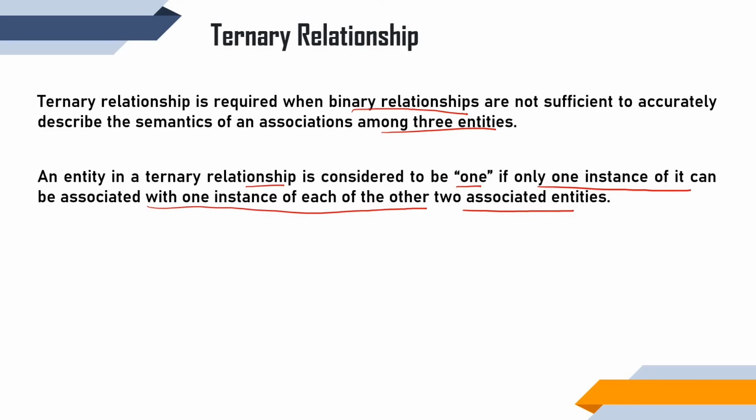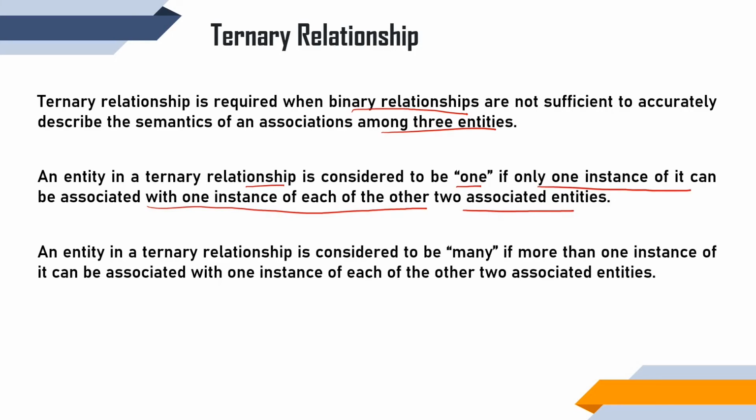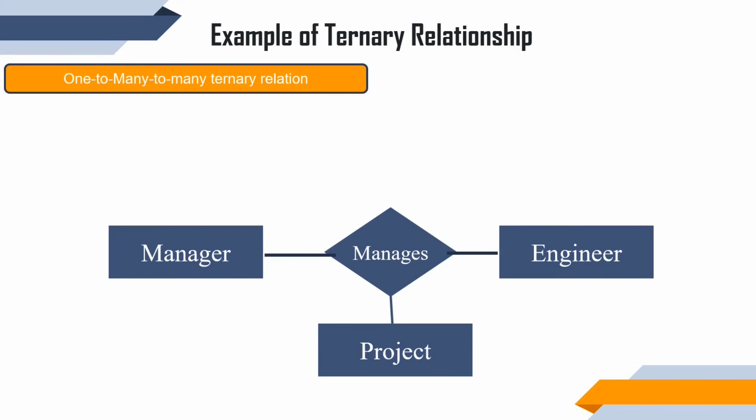Don't worry, I will give you a very good example. An entity in a ternary relationship is considered to be many if more than one instance of it can be associated with one instance of each of the other two associated entities. Let's take an example. Then you will better understand the second and third points. Suppose I have taken the example of manager entity, engineer entity, and project. Now, manager manages engineer, right? And also that manages is related to project.